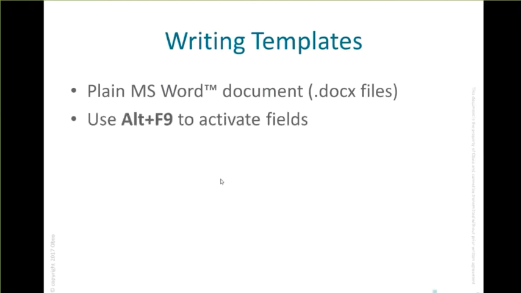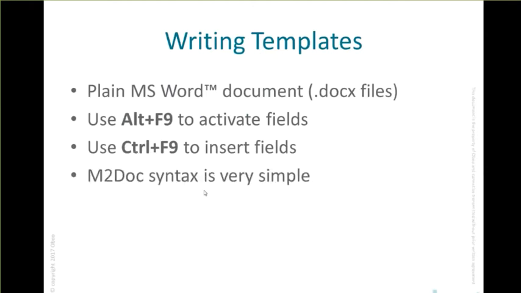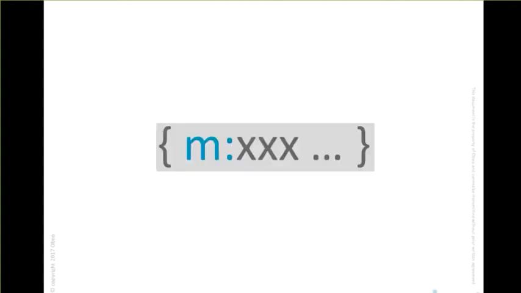These documents and Microsoft Word support a notion of field, which is a specific area in the document where you can enter anything. So this can be made visible in Word by you clicking on Alt F9, and then you can insert fields in the document by using Control F9. And beyond that, that's all there is to know to create templates in Word for M2Doc. And then the M2Doc syntax is very straightforward, I would say. In the fields, you have to enter M2Doc directives, and they all start with M:, and then some instructions.